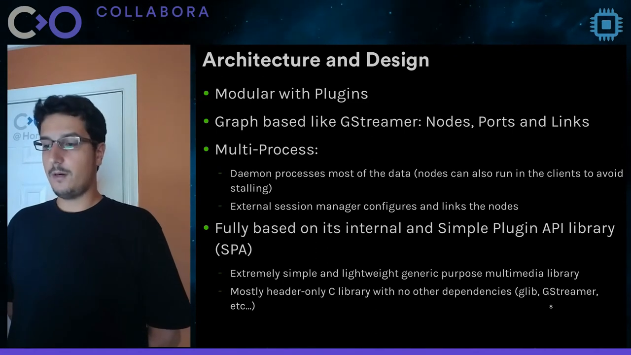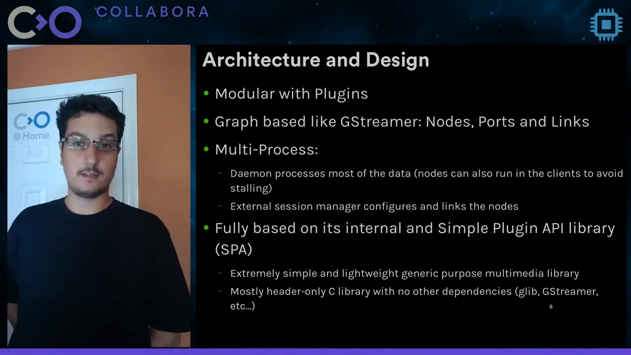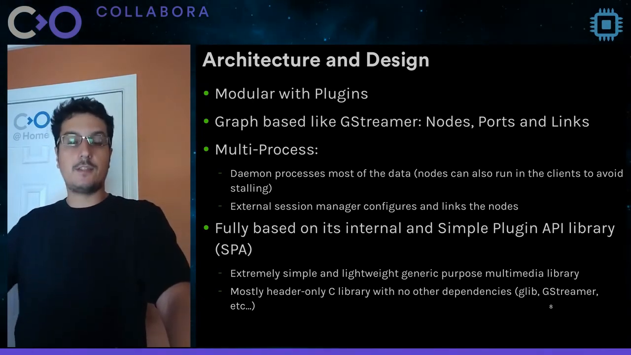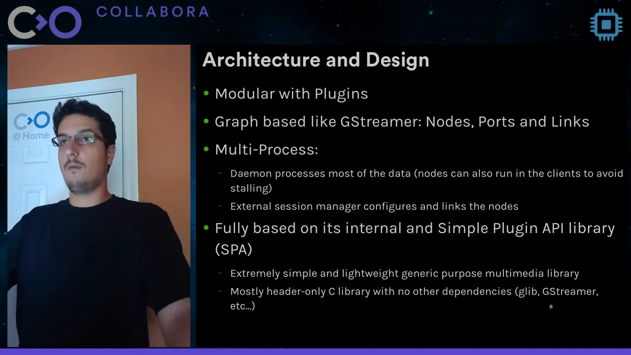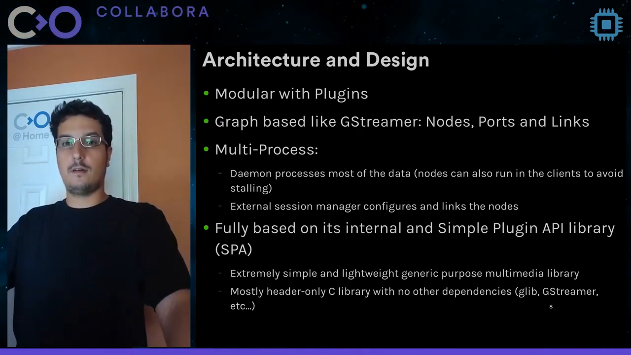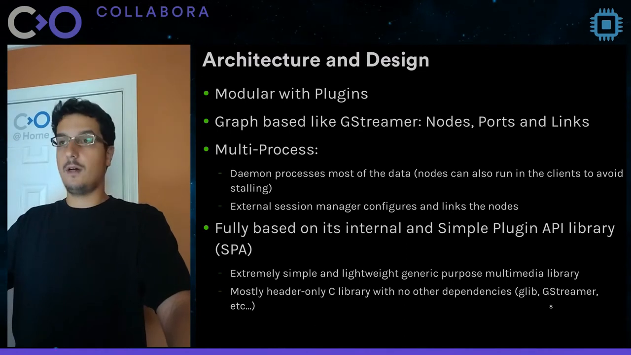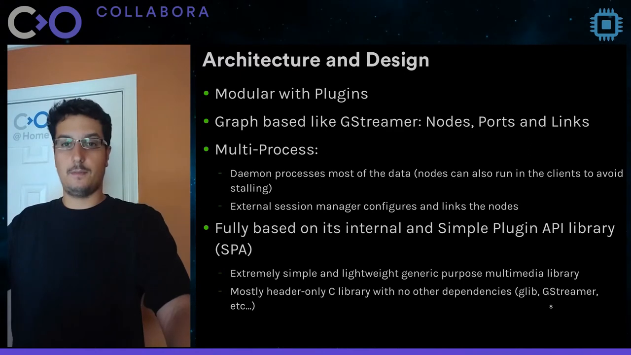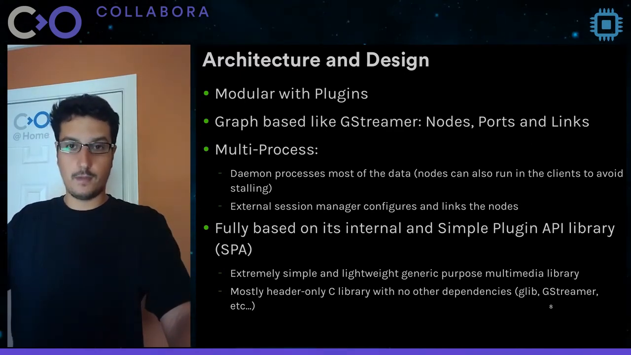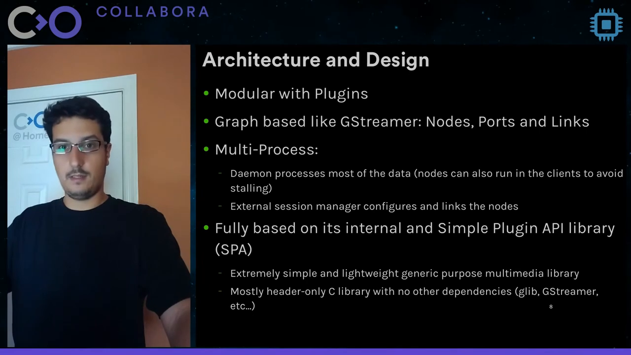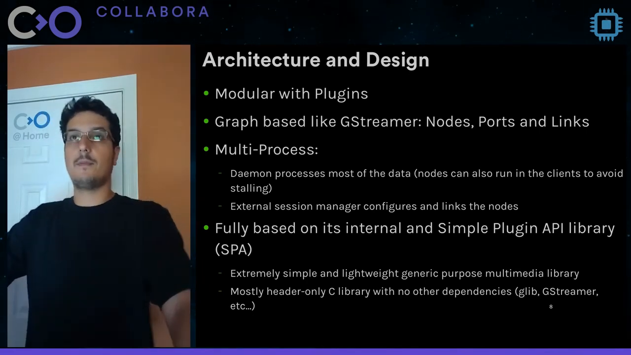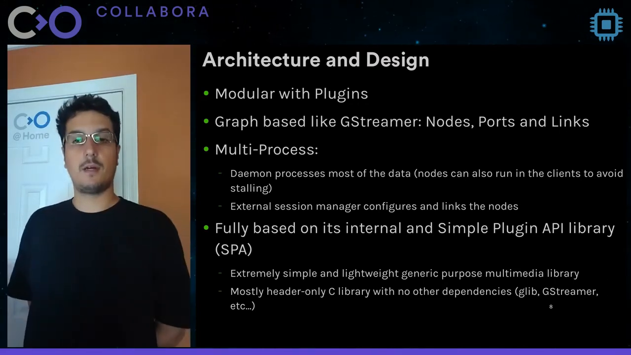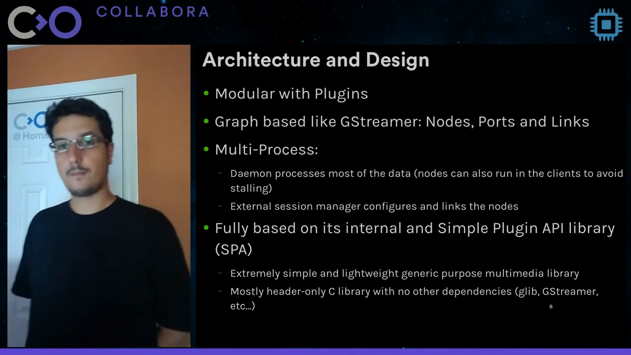Also different to GStreamer, PipeWire is multi-process, as I said before. So the daemon runs in the background, and it's in charge of processing most of the data. However, this is not 100% necessary. If you have, for example, a slow node, clients have the ability to run nodes locally and avoid stalling the daemon in case a node is very slow. This is, for example, the case for Bluetooth nodes, which can be very slow, especially when connecting and disconnecting a new Bluetooth device.